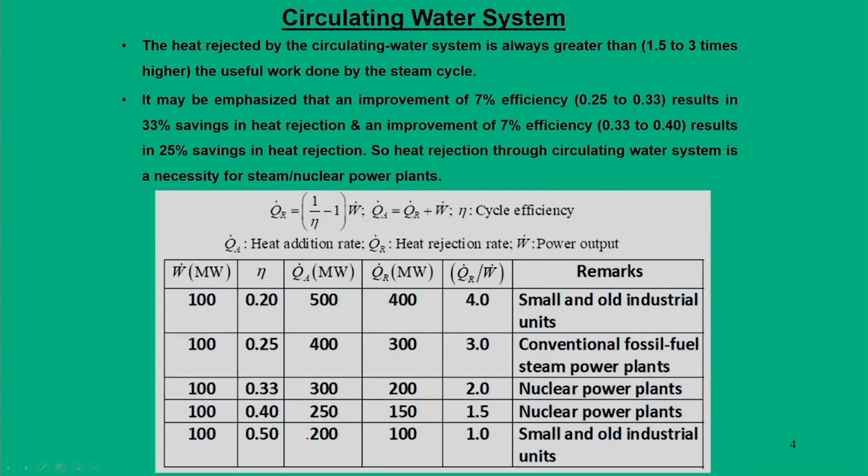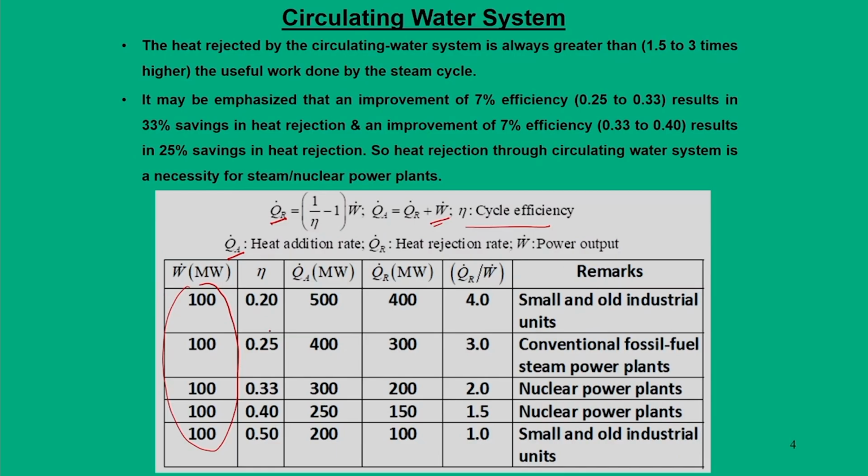Now, let us try to understand more basics of the Carnot cycle. Let us make some estimates, considering the heat rejection rate from the Carnot cycle is Q dot R, the heat addition rate is Q dot A, and the work output is W dot, with a cycle efficiency eta. Let us say for every case we are trying to get 100 megawatt of power with various efficiencies of the cycle.